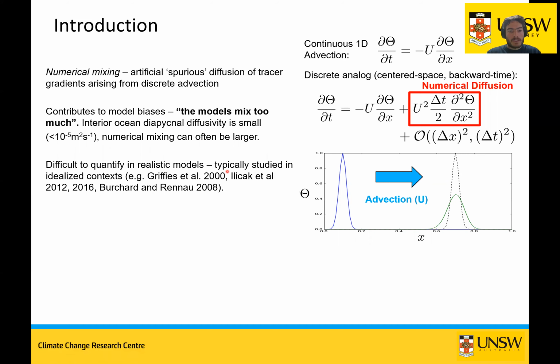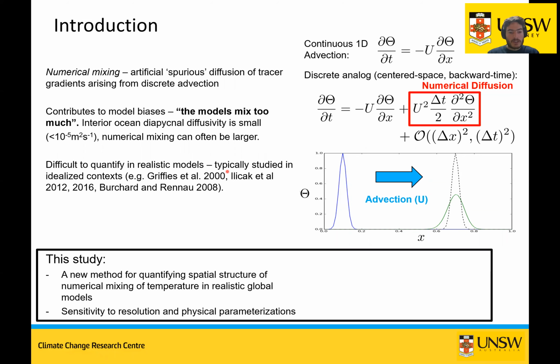Now, one problem, which we're going to address in this project, is that it's very difficult to quantify numerical mixing in realistic models. Typically, it's just studied in idealized contexts. So what I'm going to present to you is a new method for quantifying the spatial structure of numerical mixing. We're going to focus on temperature in realistic global ocean models. That's the key advance there. And we're going to look at the sensitivity to model resolution and physical parameterizations.